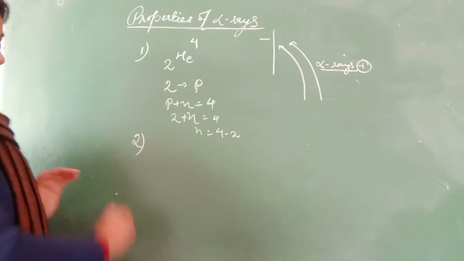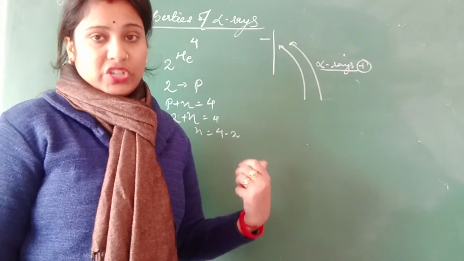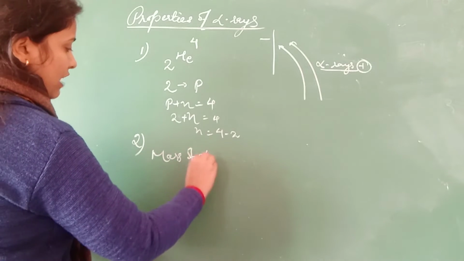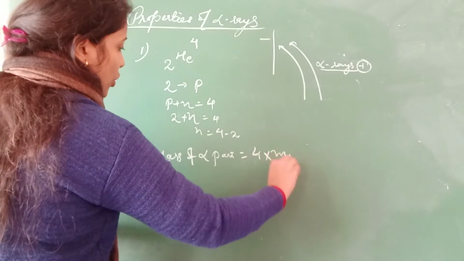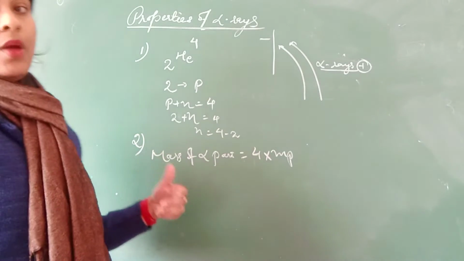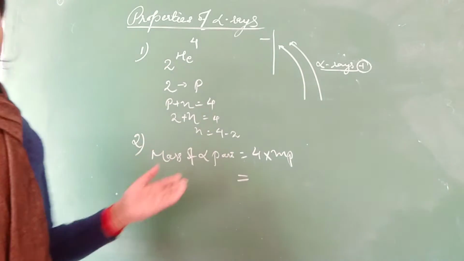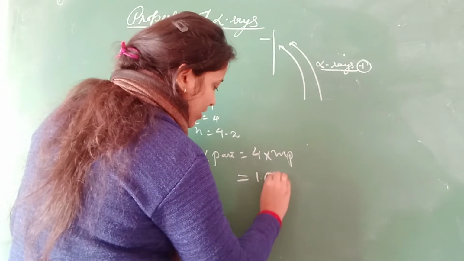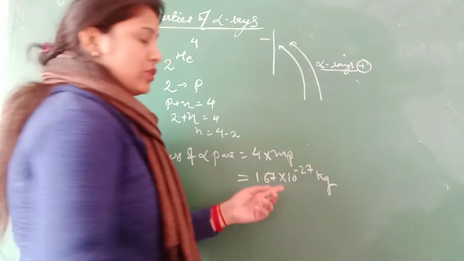Now the second property is regarding its mass and the charge which it carries. The mass of an alpha particle is generally 4 times the mass of a proton. And we have already discussed at the start of the chapter what the mass of a proton was. The mass of a proton was equal to 1.67 into 10 to the power minus 27 kg.